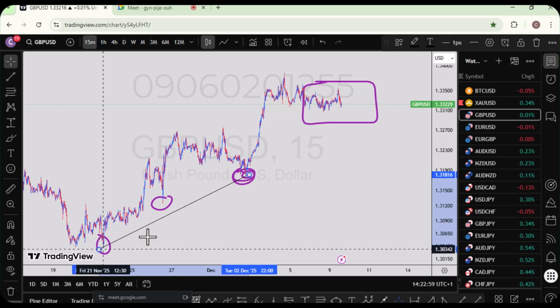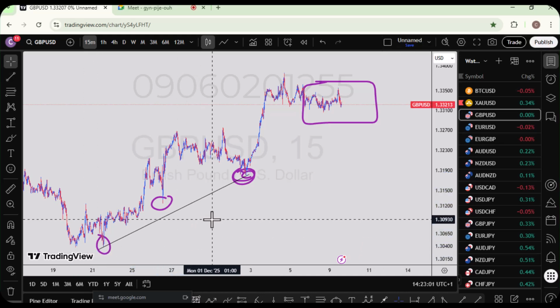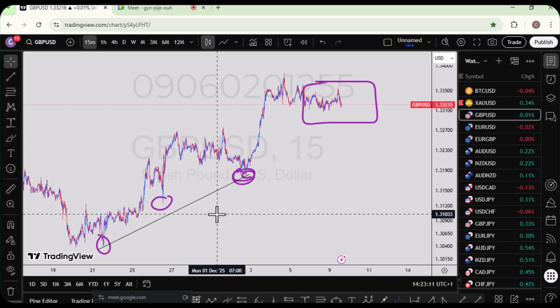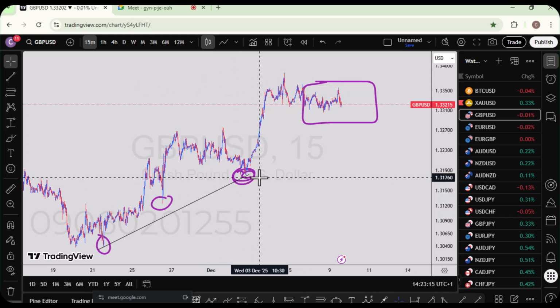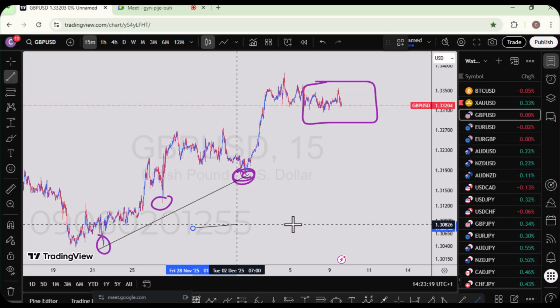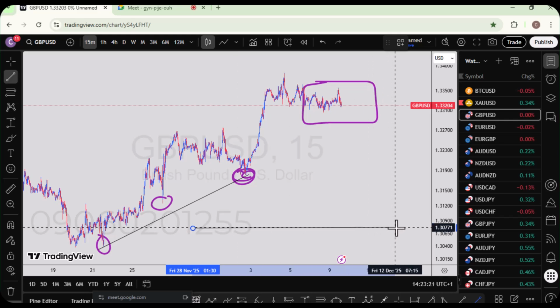Now based on what we have right here, we were able to connect two successive lows. We couldn't see three successive lows. For the fact we were unable to see three successive lows as we constructed our trend line all the way back, then it means we don't have a trend line right. By definition, a trend line is a straight line showing the direction of trend.